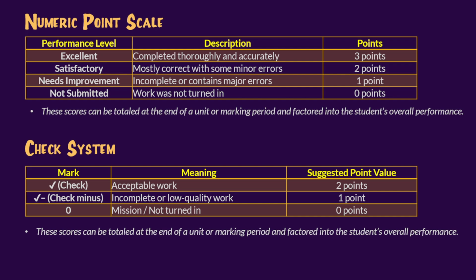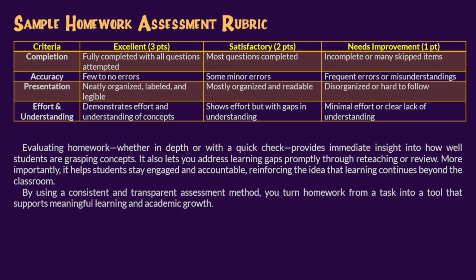Here the teacher can give maximum 2 points. Check minus means incomplete or low quality work. 0 means missing or not turned in. This score can be totaled at the end of a unit or marking period and factored into the student's overall performance. This is the sample homework assessment rubric.